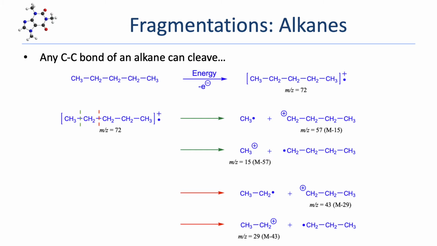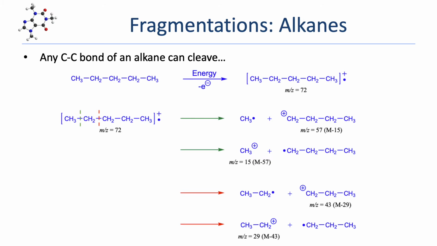Now, in an alkane, because we don't know where that electron was knocked away from, technically any bond in the molecule can fragment. Well, there are only two kinds of bonds in an alkane, carbon-carbon bonds and carbon-hydrogen bonds. And we know that carbon-hydrogen bonds are much stronger than carbon-carbon bonds because they have a lot more s character. So cleavage of a carbon-hydrogen bond is a lot less likely to occur than cleavage of a C-C bond. And while CH bond cleavage does occur, it also doesn't really provide any useful information.